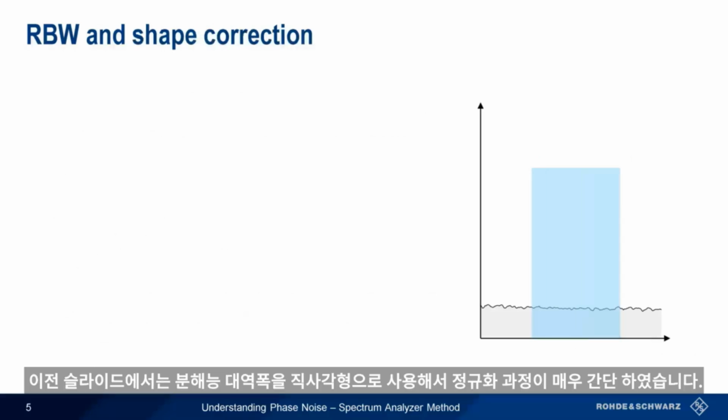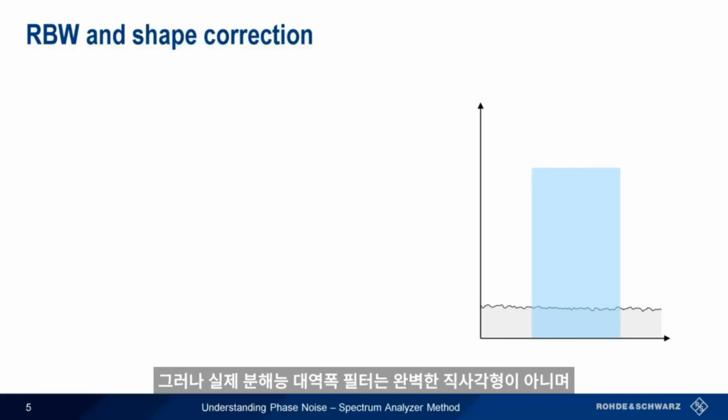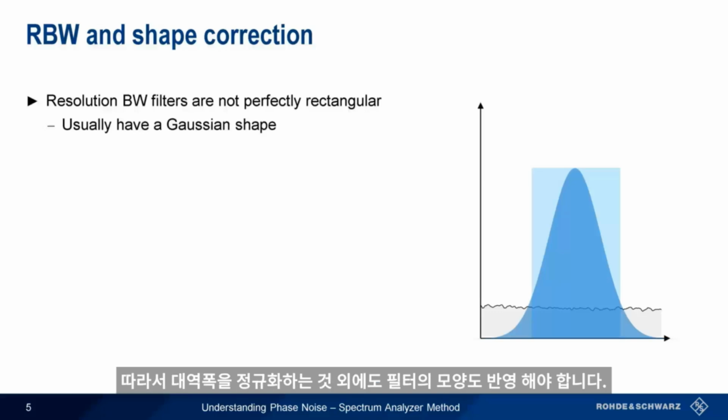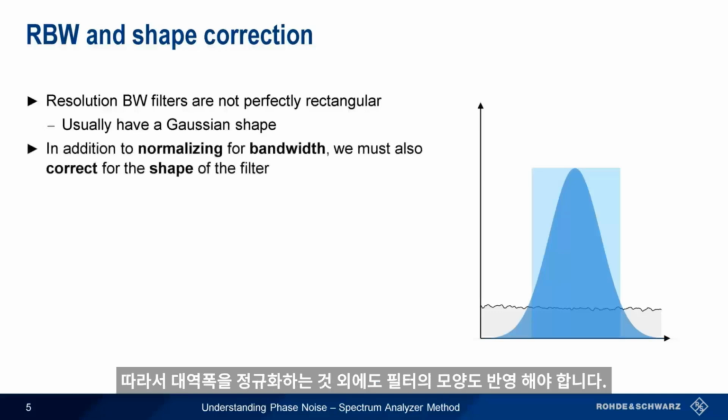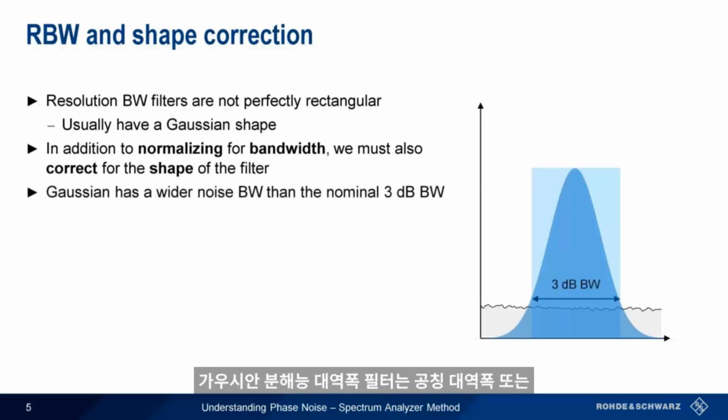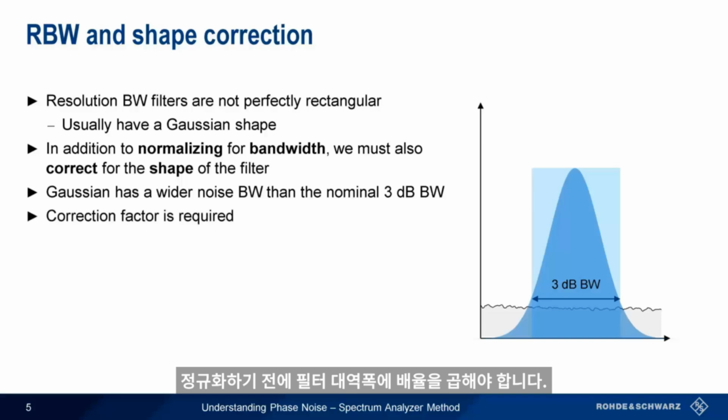In the previous slide, we showed resolution bandwidth as a rectangle, and this made the math very straightforward. However, real-world resolution bandwidth filters are not perfectly rectangular, often having a Gaussian or similar shape. So in addition to normalizing for the bandwidth, we also have to correct for the shape of the filter. For a given resolution bandwidth, a Gaussian filter has a wider noise bandwidth than its nominal or 3 dB bandwidth. This means we have to multiply our filter bandwidth by a scaling factor before normalization.